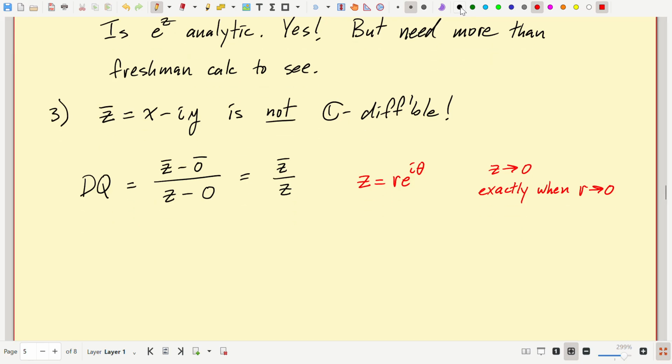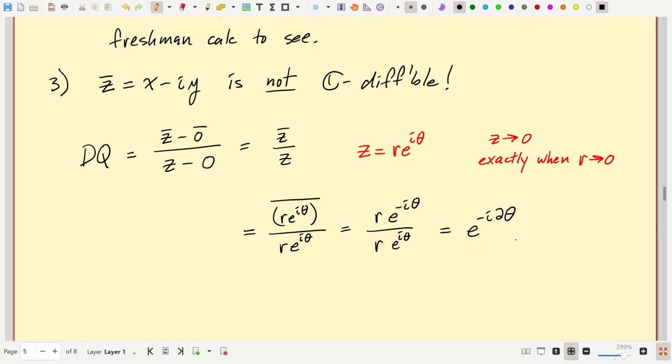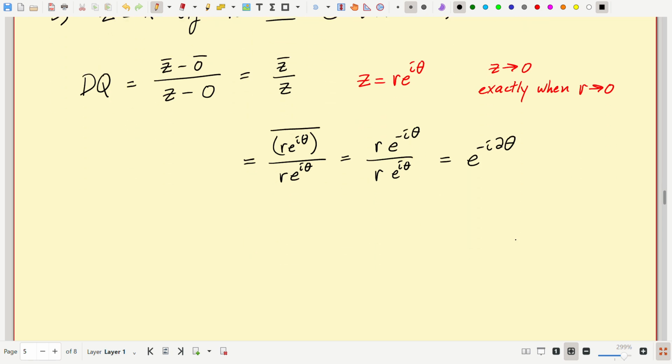Okay, so when I write it like that, this would be the conjugate of r e to the i theta over r e to the i theta. And remember, that's equal to r e to the minus i theta on top, and r e to the i theta on the bottom. The r's cancel, and I get e to the minus i 2 theta. That's not a single thing. So the limits are different coming in depending on the angle theta.